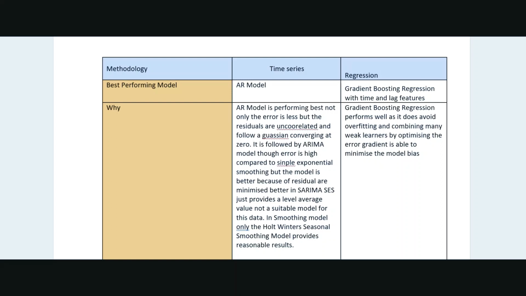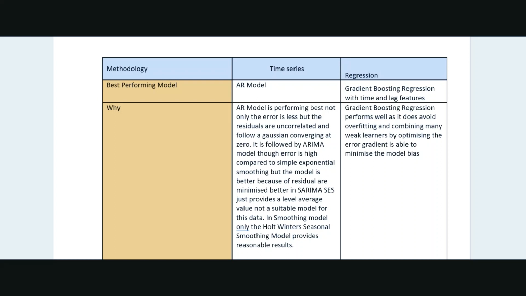We can now look at the model evaluation in general. We can see that the time series AR model is performing the best. Not only is the error less, but the residuals are uncorrelated and follow a Gaussian converging at 0. It is followed by the SARIMA model, though the error is high compared to the others. So to conclude, we can say that the AR model is performing the best.